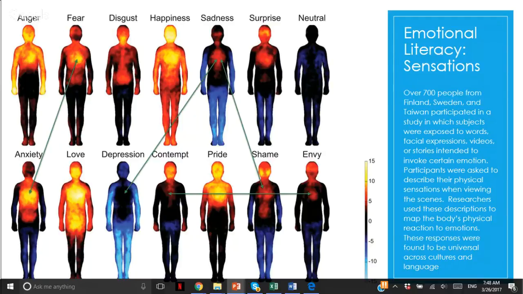Meanwhile, you have feelings of depression. How many people have felt depressed? When you feel depressed, don't you feel like you've lost power in your legs? And if we go over here to surprise, maybe that's why people all of a sudden feel weak in their legs. Maybe that's why your legs collapse underneath you, because you lose that energy in your legs. That's the sensations people feel, right?